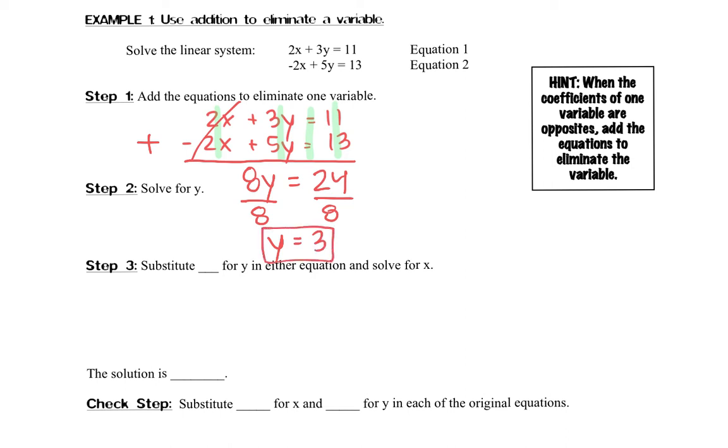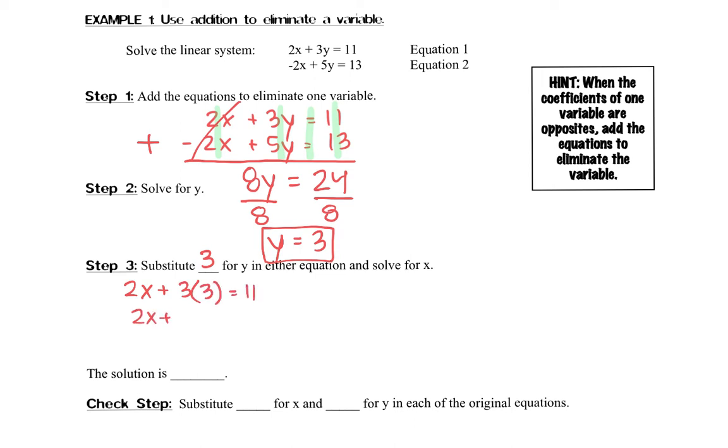And so now we're already halfway there. We now know what one of the coordinates is. And so step 3 is just like what we did before. We can take that y equals 3 and plug it into either equation. And so I'm going to go ahead and start by plugging it into the first one. So instead of y, I'm going to plug in 3.